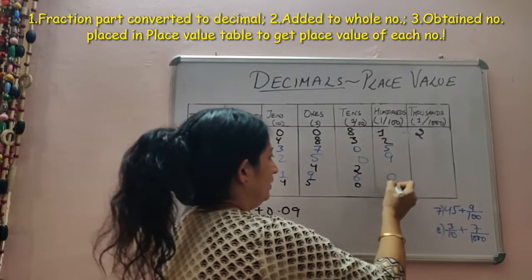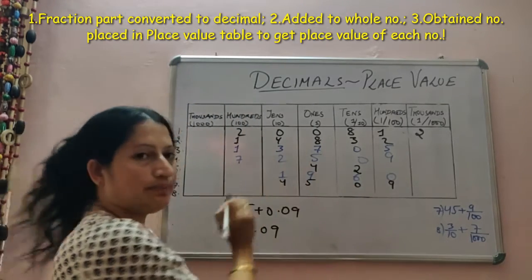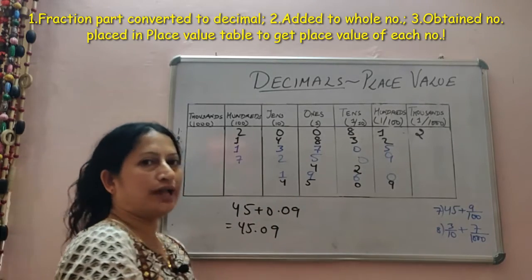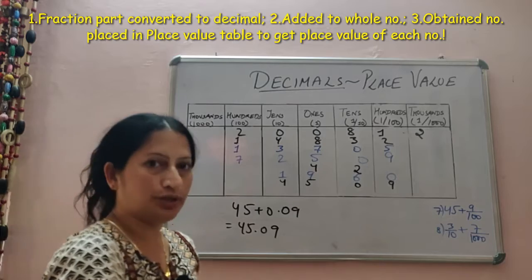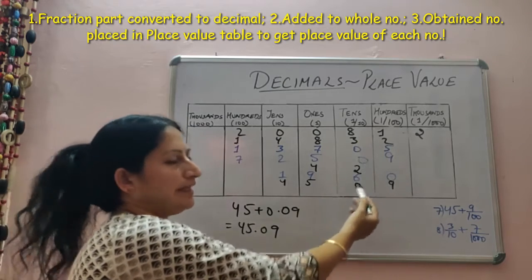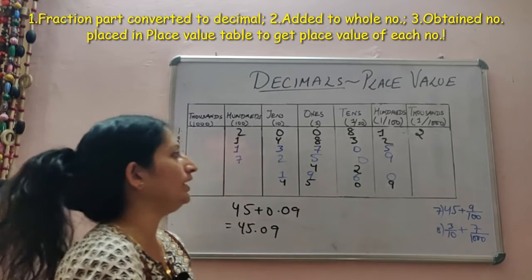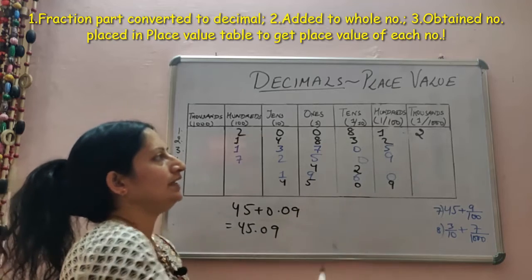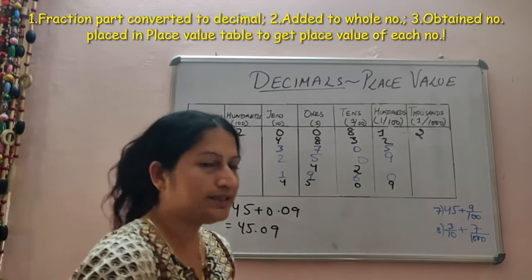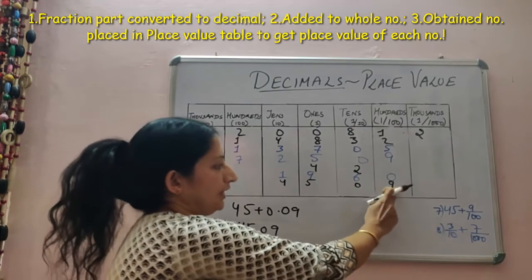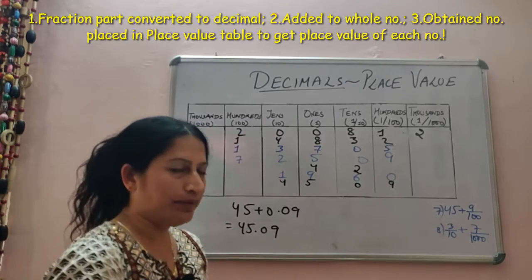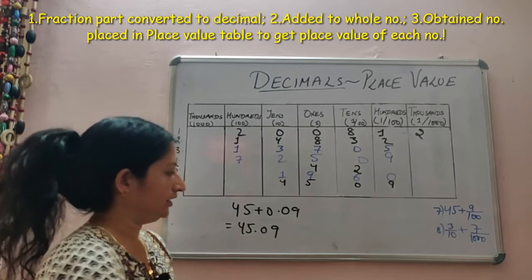So 4 is in the tens place, that is its value is 40. 5 is in the ones place, so its place value is 5. 0 is in the tenths place, so its place value is 0 only. In the hundredths place we have got 9, so it will be 9 by 100 or 9 hundredths.